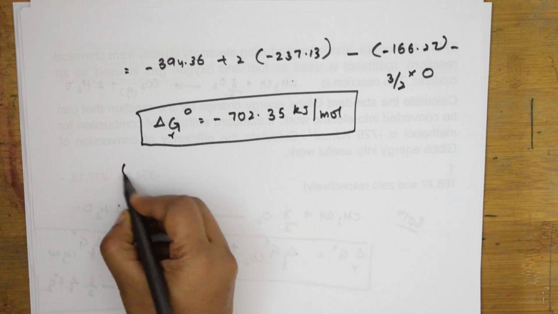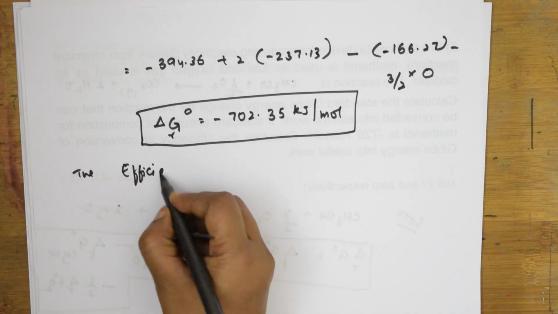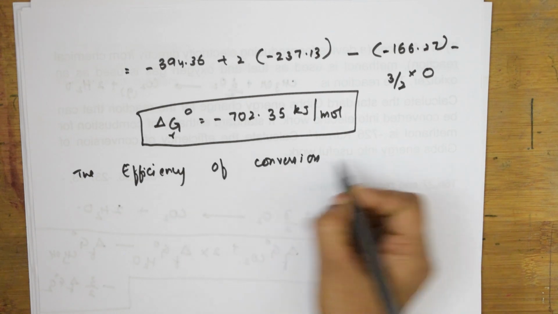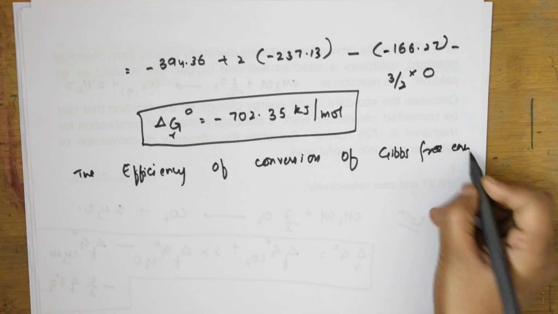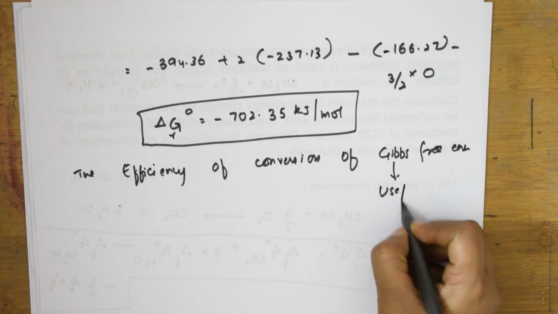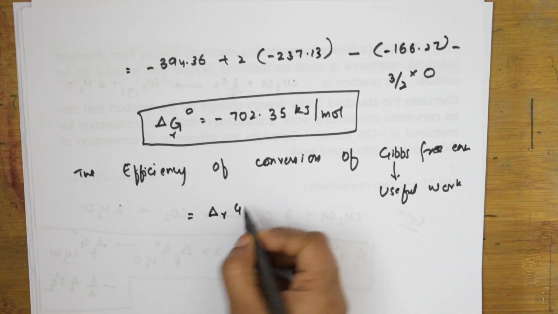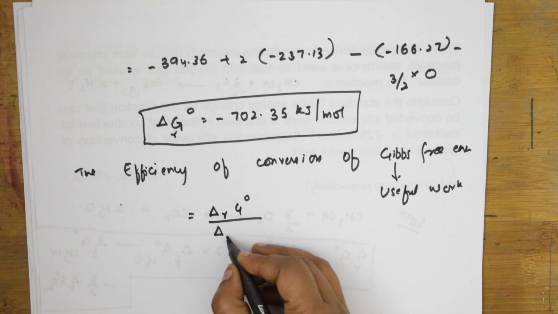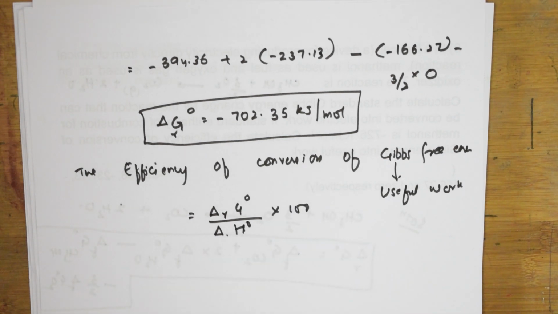What is the formula? For calculating the efficiency of conversion of Gibbs free energy change into useful work, the formula is equal to delta G naught by delta H naught into 100. If I divide this, I get the useful work, or efficiency also I can say.